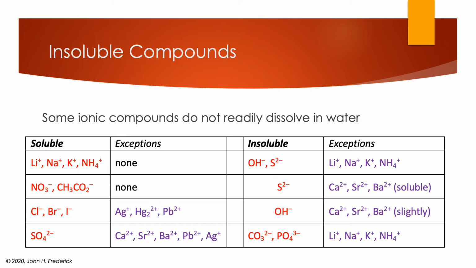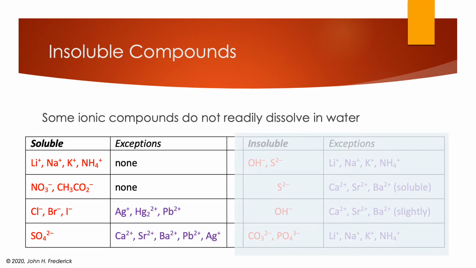All right, let's talk about insoluble compounds. So there are some ionic compounds that do not readily dissolve at all in water, and let's talk about them and how we can figure out which ones they are. Now, I'm going to focus on the left-hand side of this table to begin with, and then we'll look at the right-hand side. The left-hand side shows us the things that pretty much are soluble.